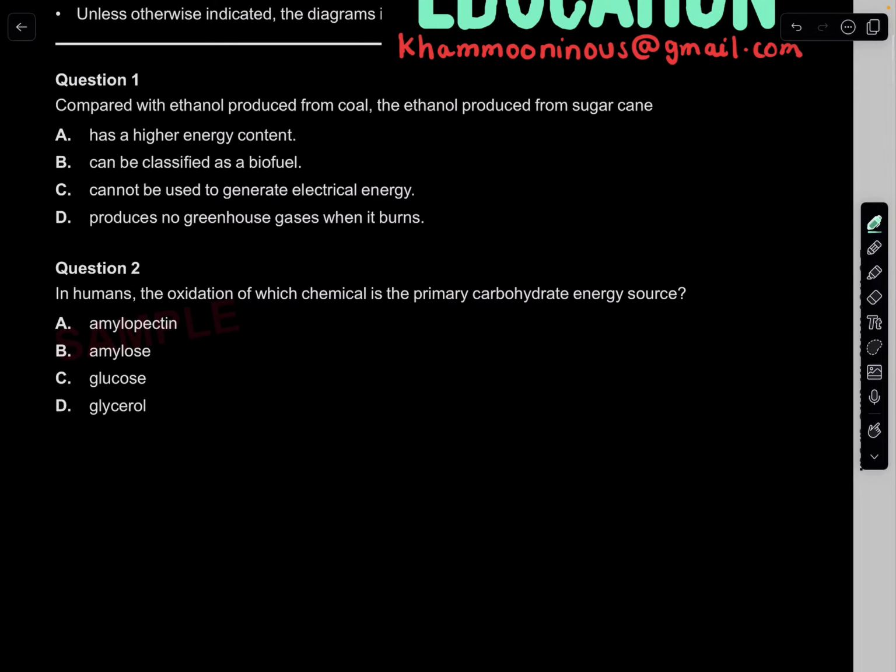Question 1. Compared with ethanol produced from coal, the ethanol produced from sugarcane is what? Straight away, you should know. If it is produced from coal, we know it's a fossil fuel. Whereas if it's produced from sugarcane, which is a biomass that can be replenished quicker, it is a biofuel. So let's look at the first one. Has a higher energy content? We can check this by going to our data book.